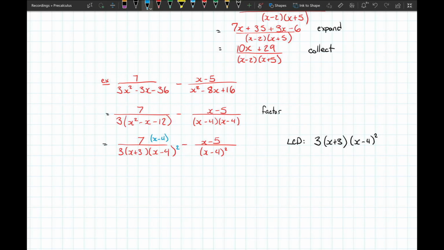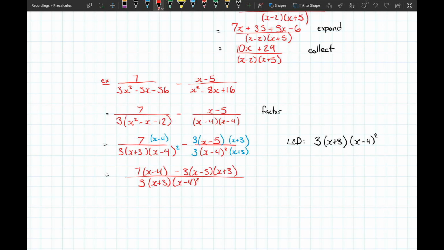And the second expression is missing a lot of stuff. We're going to have to make sure we multiply that by 3, top and bottom. It does have the x minus 4 squared already, but it's missing an x plus 3. Now, by multiplying by the missing factors, we've achieved the lowest common denominator on both of these expressions. And now, the common denominator can be written out as one big fraction, and then we can add the numerators. Well, there we go. Now we've got one big mess. We've got one big fraction.